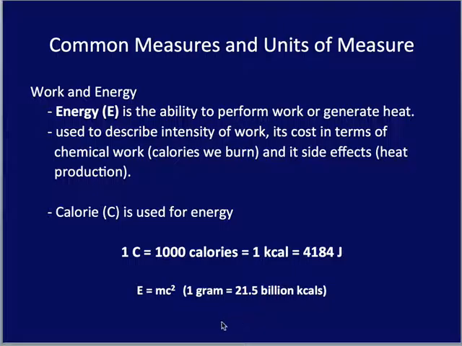But if we actually converted something to energy, this is what we would have: E equals mc squared. And I'm sure most of you have seen that before with Albert Einstein, and that's energy equals mass times the speed of light squared. So 1 gram of a certain material is going to be 21.5 billion kilocalories. We would generate a lot of heat if we actually converted our food to energy. So we're just transferring the energy.